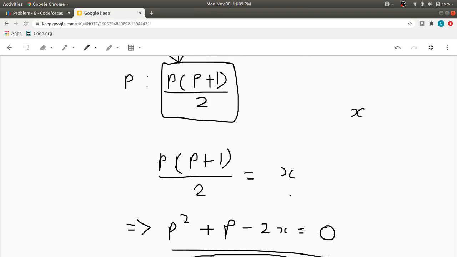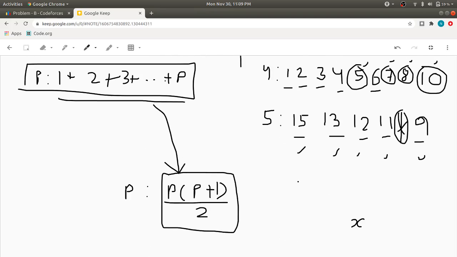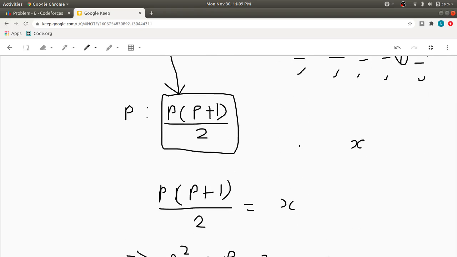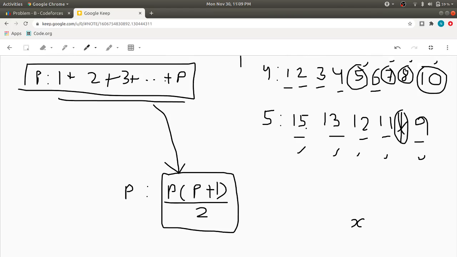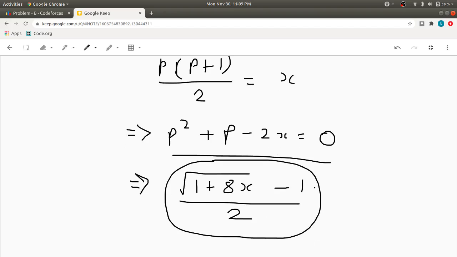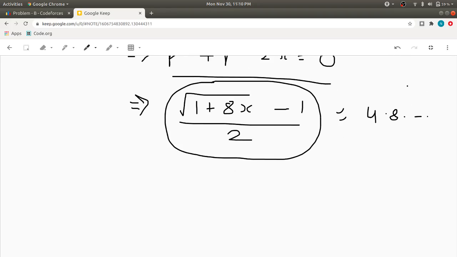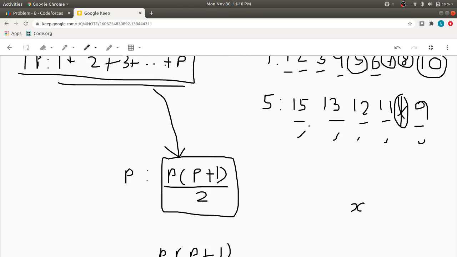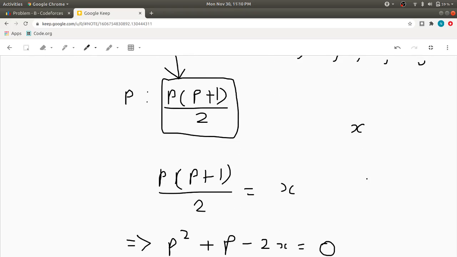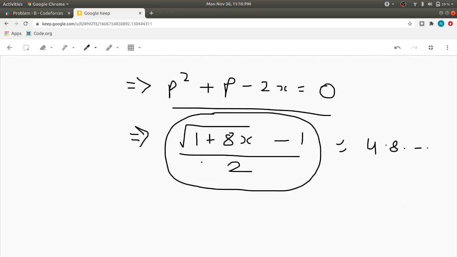Now just take out your calculator, I also did this thing. In this formula, put 15. When you put 15 in this, you will get an answer of 4.8 something. What I am going to do is take the ceil of this value. If I take the ceil of this value, then I am going to get 5. So for 15, 13, 12 and 11, our answer will be 5, by taking the ceil of this.